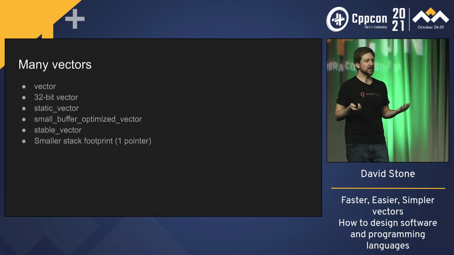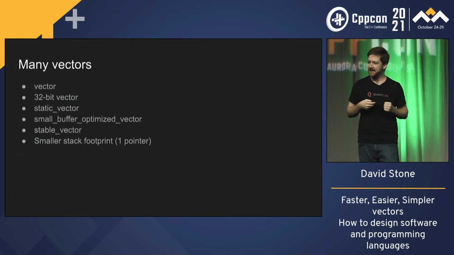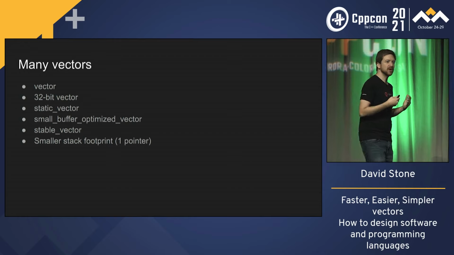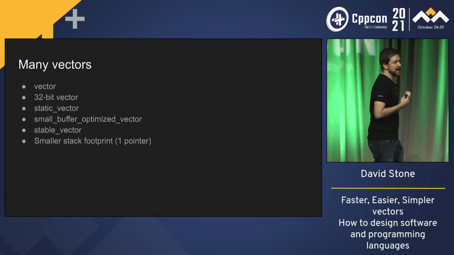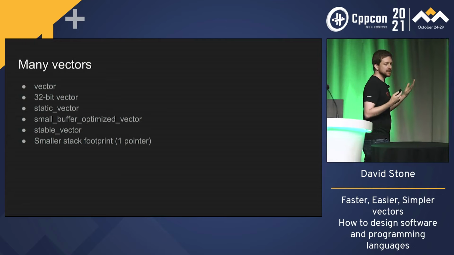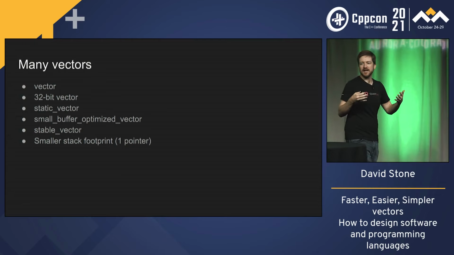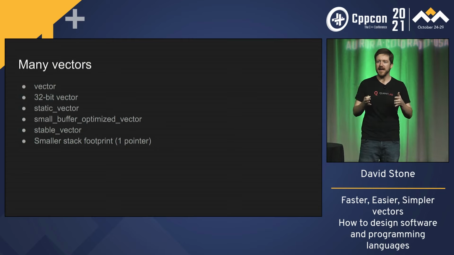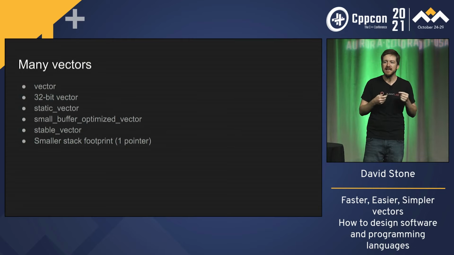So you can have a vector where you store the size and the capacity in the allocation, so the stack space of the vector is just a pointer. This is usually a losing performance trade-off because then you have to go to indirect memory to get to the size, and that's a cost on every end of the vector. So iteration is slightly slower.